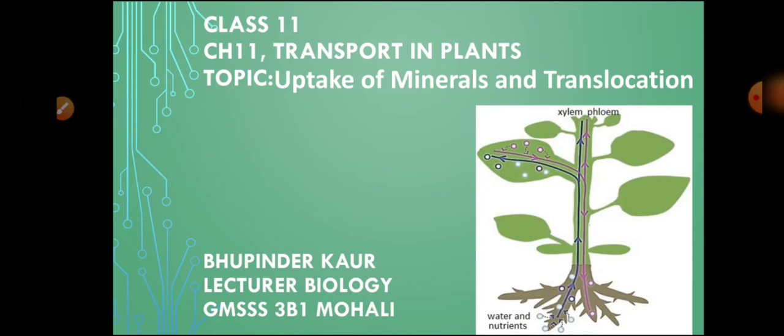And once the minerals enter within the epiblema, then with apoplast or symplast pathway, they enter into the phloem part. Now, what is translocation, students? Let us study it.